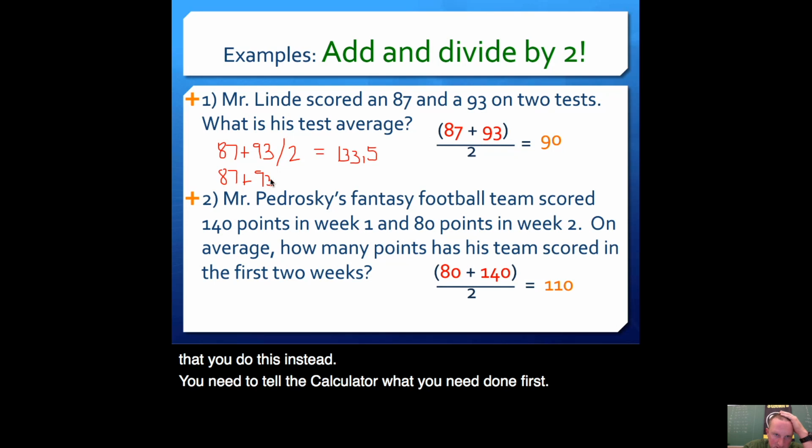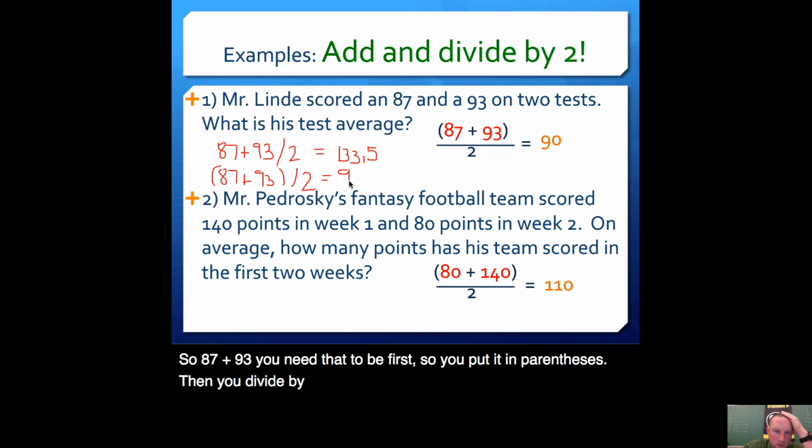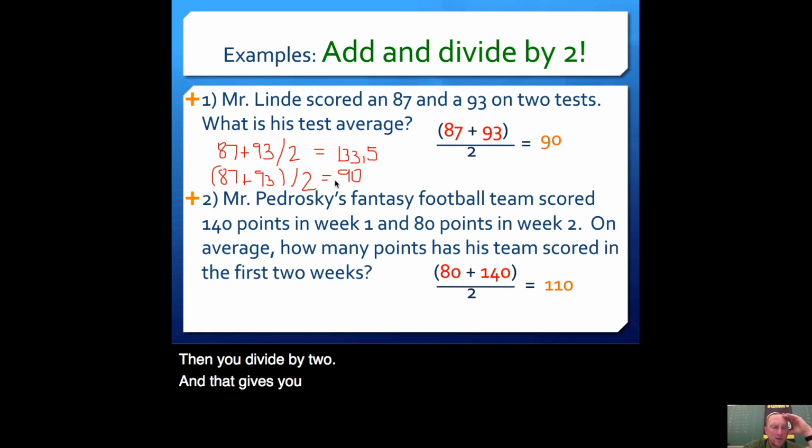So 87 plus 93, you need that to be first. So you put it in parentheses. And you divide by two. And that gives you 90. Now, is 90 reasonable? Yeah, it's in between those two.